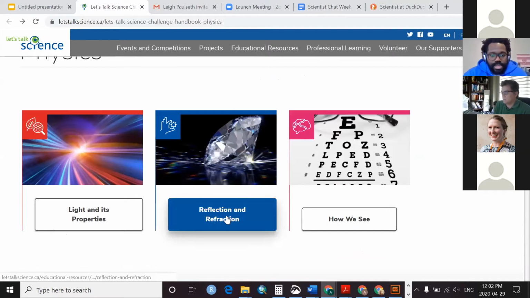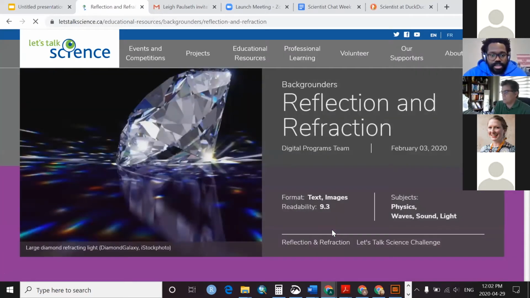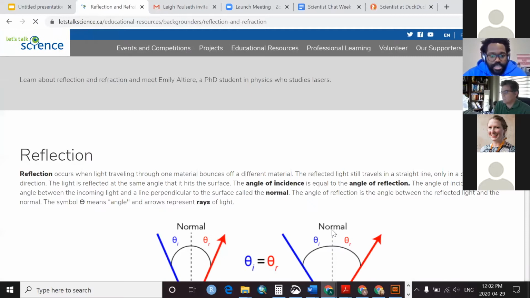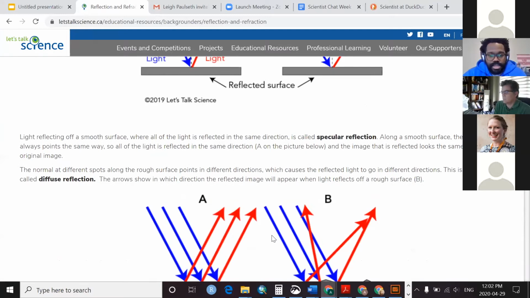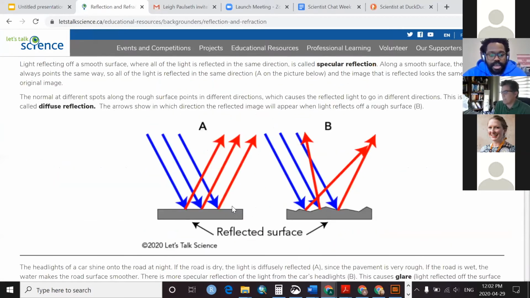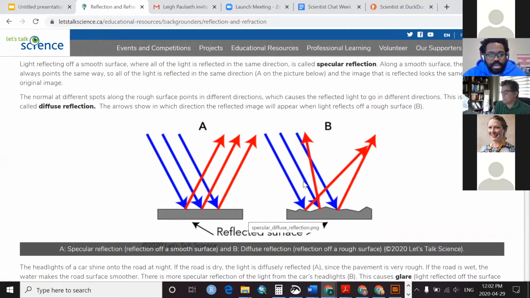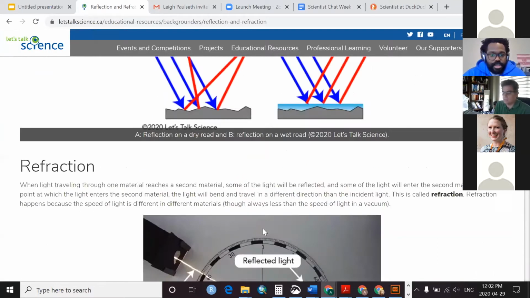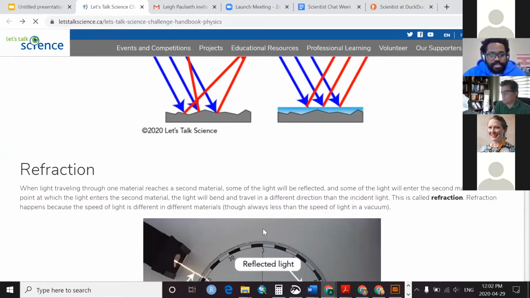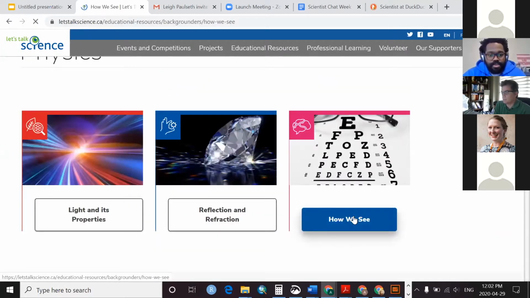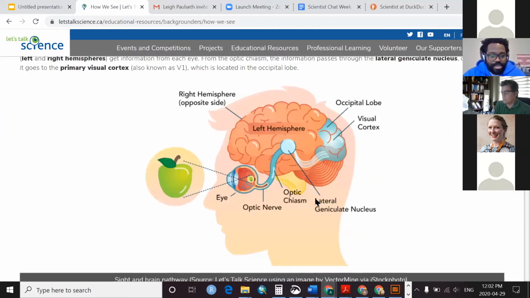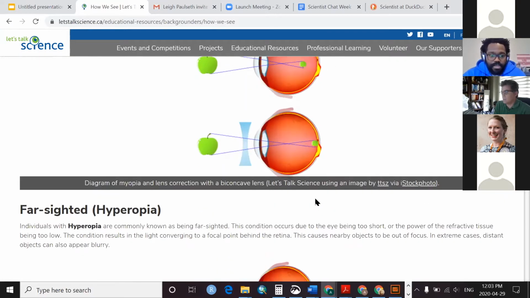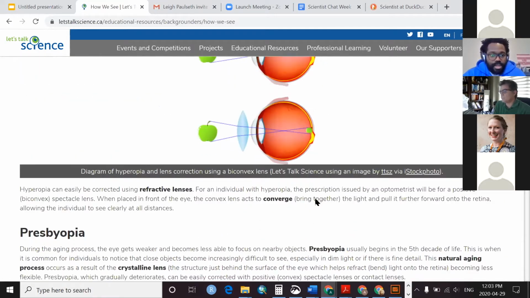In terms of reflection and refraction, we'll be going over the principles of reflection and refraction. So we're looking at the incident light and the reflected light, as well as the normal, and the impact that smooth versus diffuse versus rough surfaces have on the reflection that is produced. Additionally, we'll be looking into how we as human beings see, which is a very interesting topic as well. So it'll all be covered under the quiz on Thursday.